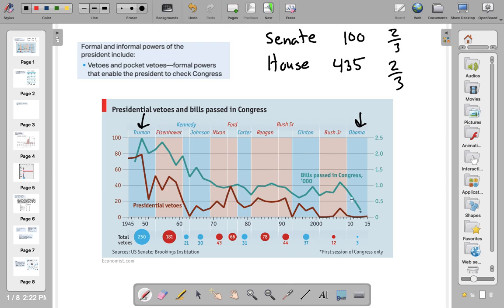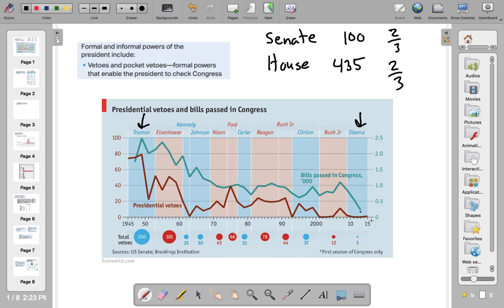And down here, we see bills passed in Congress and presidential vetoes. Down here, you can see in Truman's presidency, there were 250 total vetoes, and in Eisenhower's 181, and so on. Now, what can we really get from this chart? What information could we get from it? What trends could we get from it? Well, we could say that, first of all, vetoes over time have declined. You can see that there were many more vetoes 60, 70 years ago than right now.